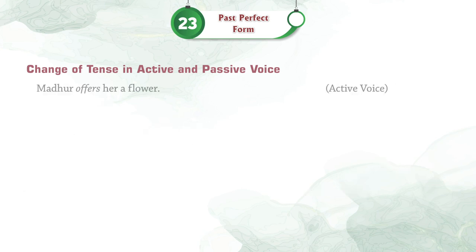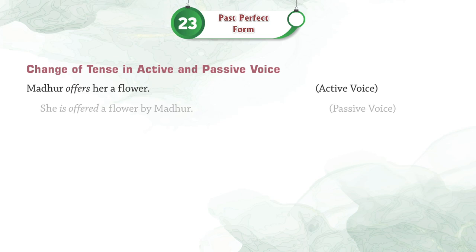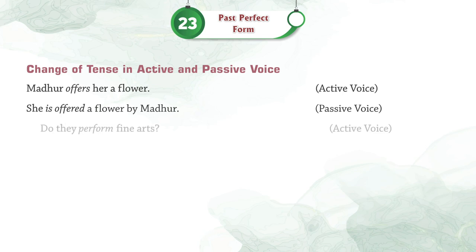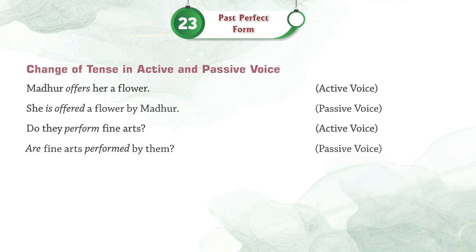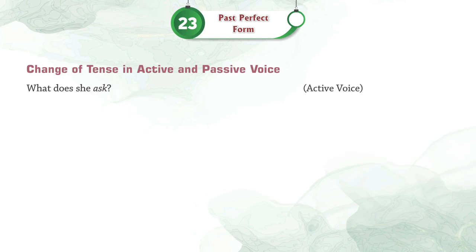Passive voice. Madhur offers her a flower. Active voice. She is offered a flower by Madhur. Passive voice. Do they perform fine arts? Active voice. Are fine arts performed by them? Passive voice. What does she ask? Active voice. What is asked by her?